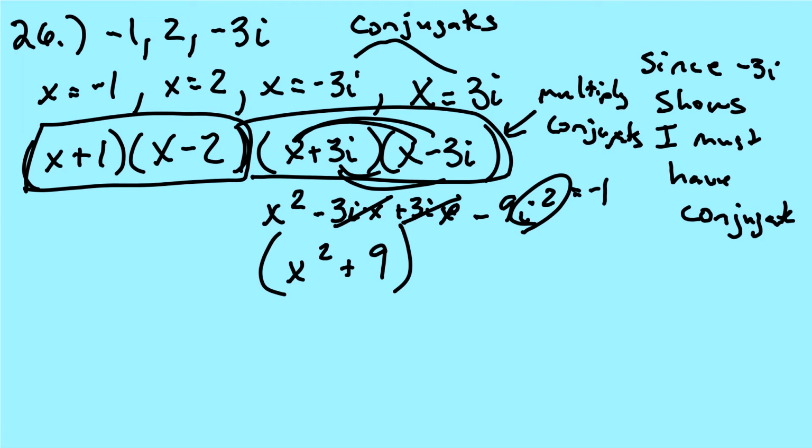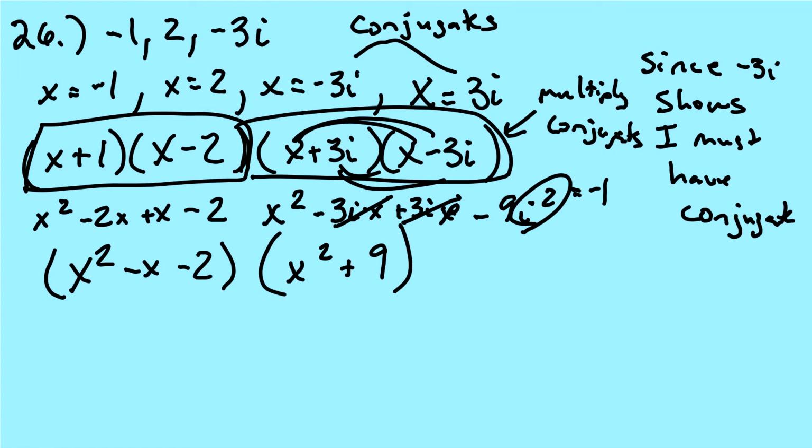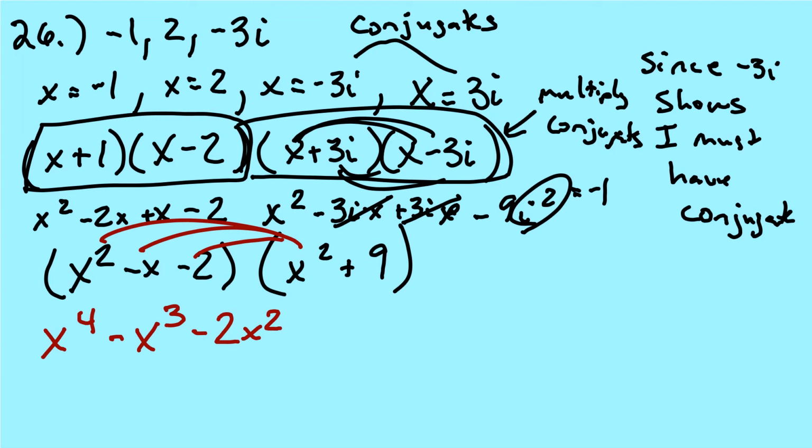This turns into, I FOIL it, x squared minus 2x plus x minus 2. It becomes x squared minus x minus 2. Now, x squared is going to go to everything. So I get x to the 4th minus x cubed minus 2x squared. Now 9 is going to go to everything. So I get 9x squared. Notice I line it up with the x squared. 9 times minus x is minus 9x. 9 times negative 2 is minus 18.